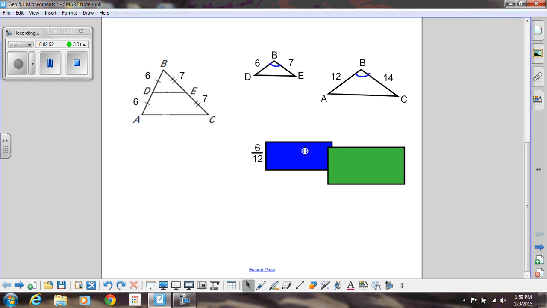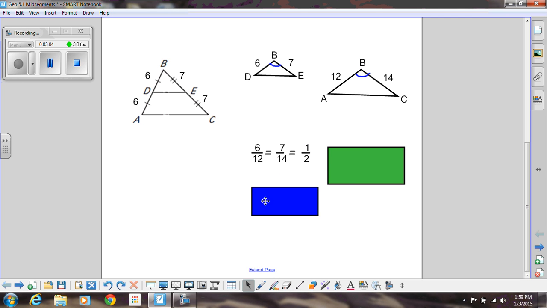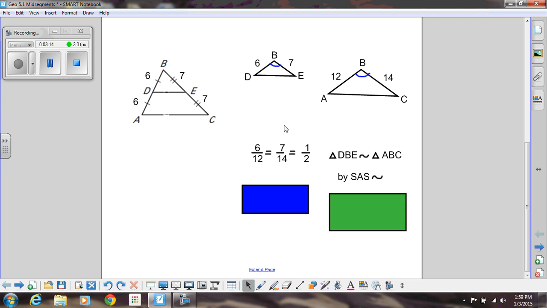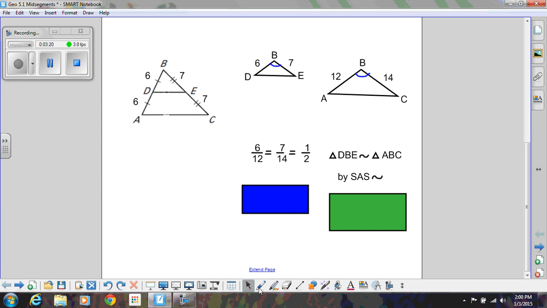So if I put this side 6 over its corresponding side 12, and if I put this side 7 over 14, and I reduce both of those, I get 1/2 for each of those. So I know that these two triangles are proportional since their sides are proportional. So I can say triangle DBE is similar to triangle ABC by SAS similarity theorem.